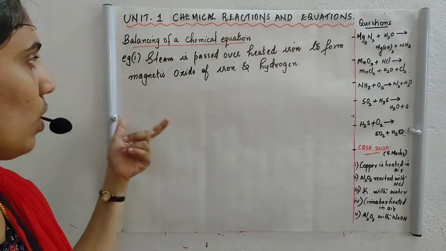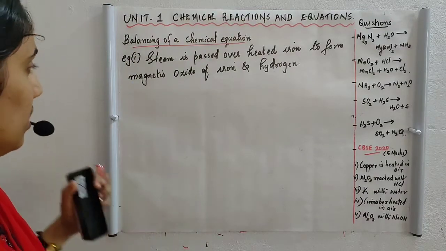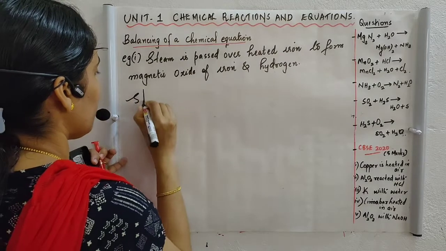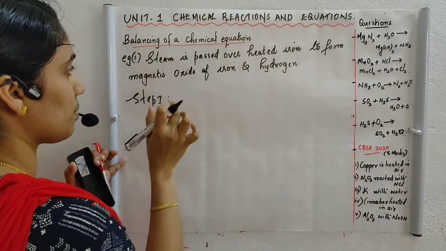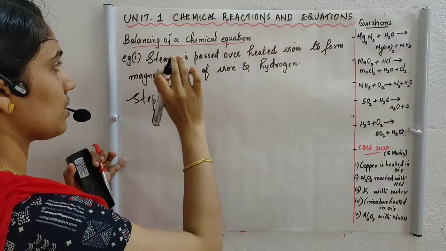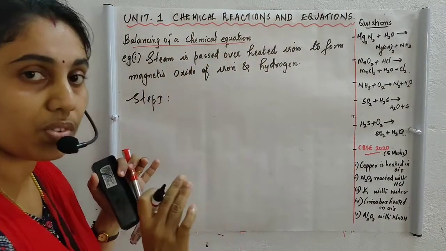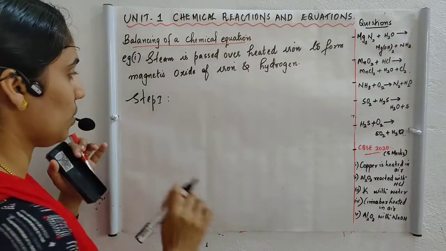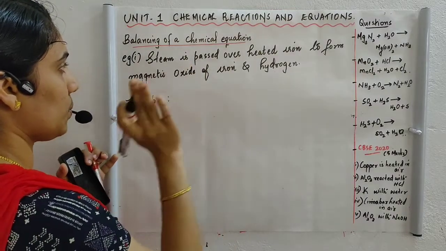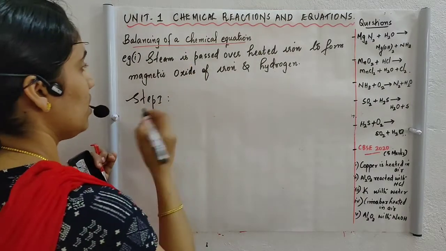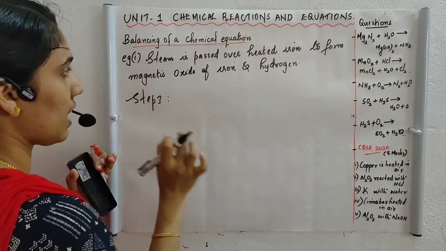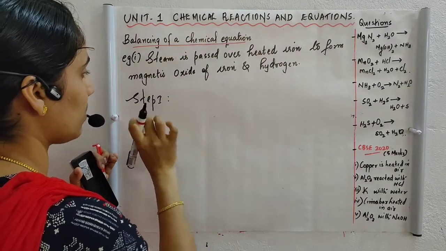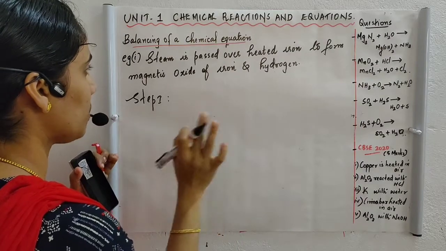Step 1. From the reaction, you have to identify the reactants and products and transform the same sentence into the form of a word equation. So, write the word equation. That's the first step. Word equation means first you have to identify the reactants and the products, and in the form of words you have to write the equation.